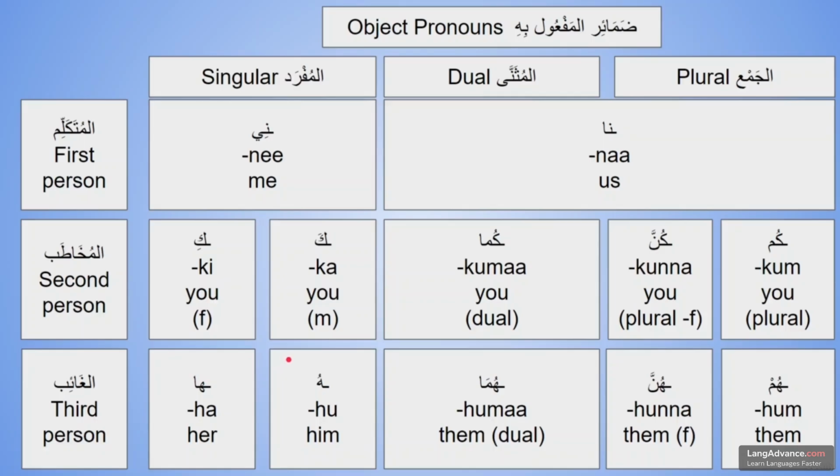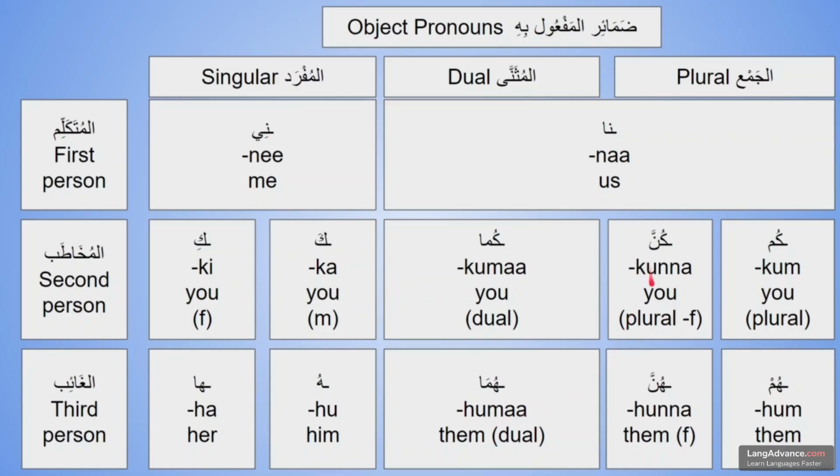قابلها. And then we want to say he met him, so قابله. So هـ here is the suffix for third person singular. And then for the dual, it's قابلهما. He met the two of them.